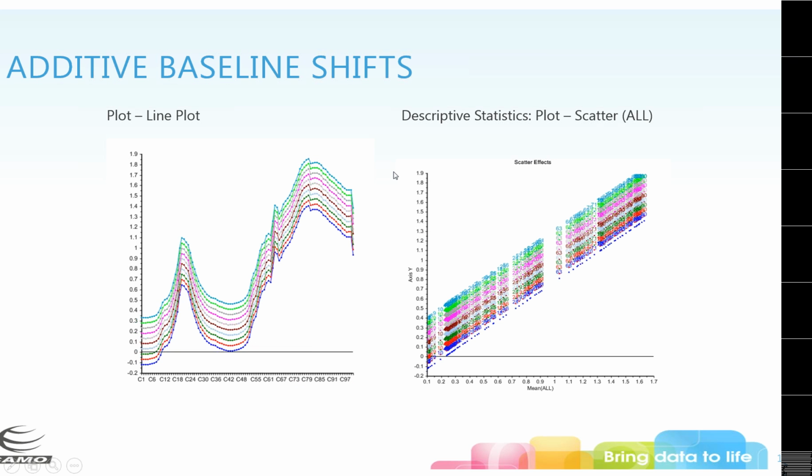So here's an example of when you're seeing additive baseline shifts. This is what your line plot will look like. You'll basically just see a general baseline shift. And in our scatter plot with the descriptive statistics, you would see something that looks similar like this. All of your samples are going to have a similar slope, and they're just going to be at a y offset from each other. And that's just saying that there's some effects that are happening that are consistent across all the wavelengths.